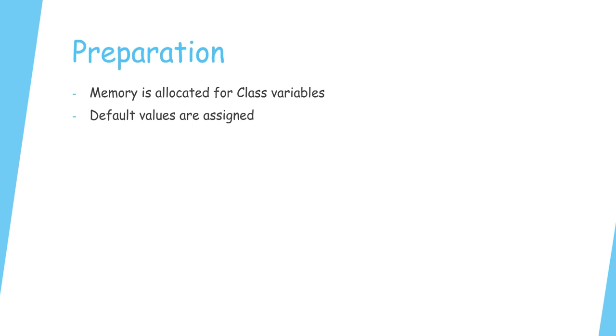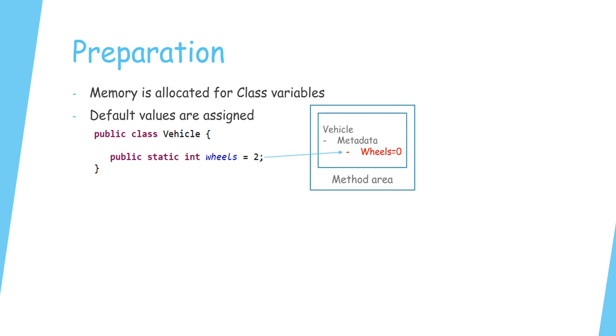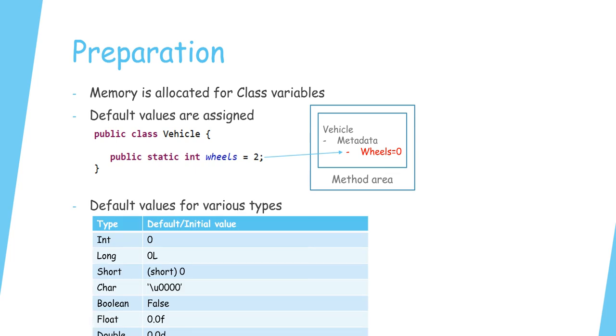Let's understand this by taking one simple example. Let's say we have a class Vehicle for which we have a static field called wheels, and we have assigned a value 2 to that field. In this step, only memory will be allocated for this variable and the value will be set to 0. Actual values will be assigned as a part of the initialization phase. Default values for various types are shown on the screen.